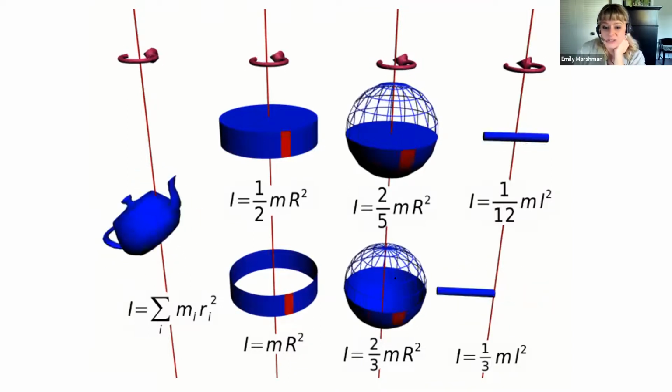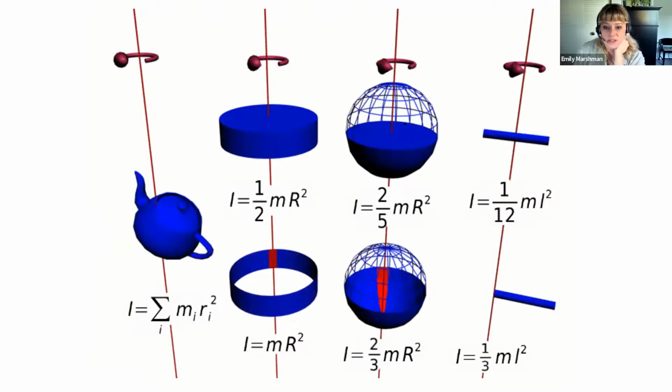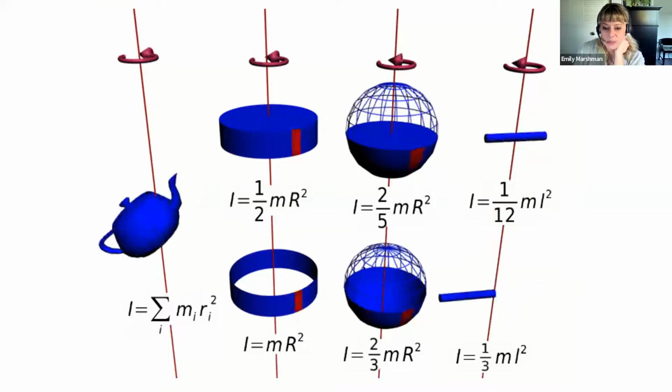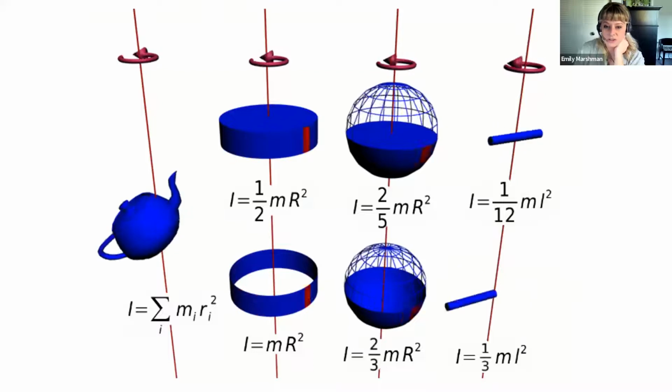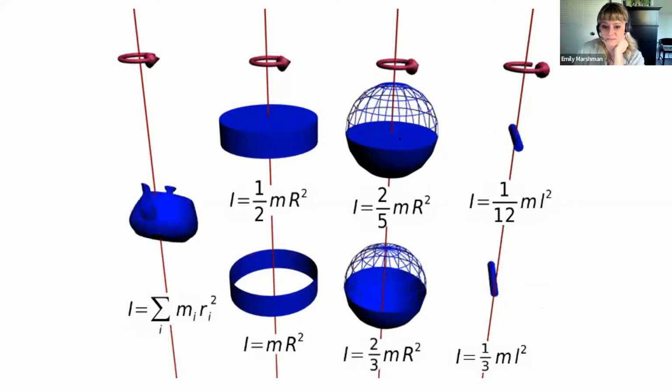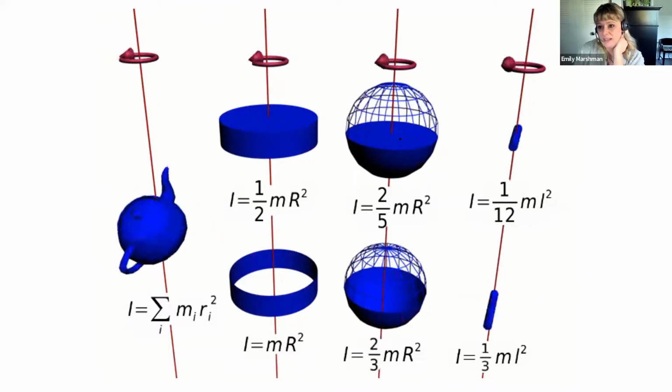Again, if you look at the spheres here, we have a solid sphere on the top versus a hollow sphere on the bottom. The hollow sphere is going to have a larger moment of inertia than the solid sphere for the same mass and radius.